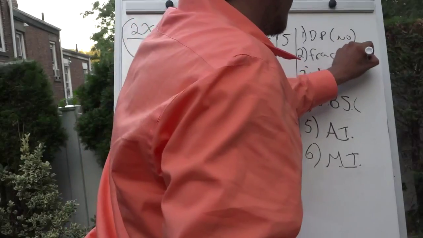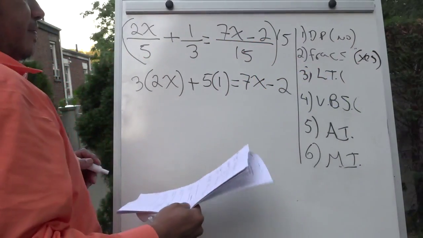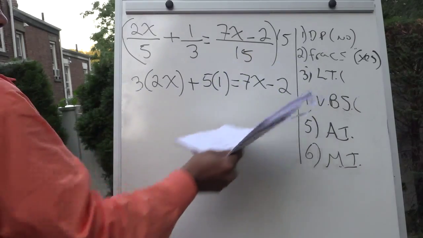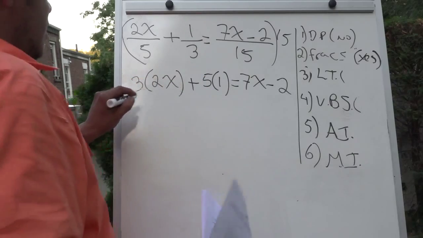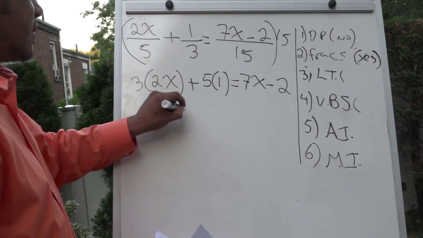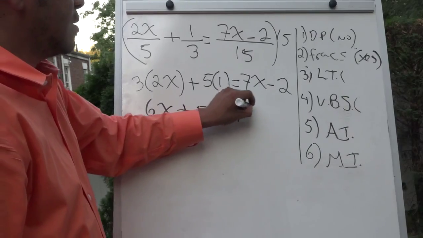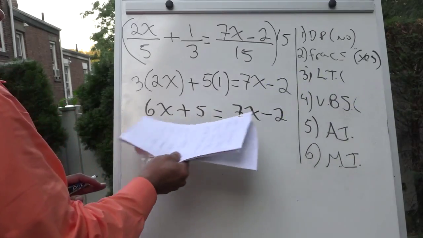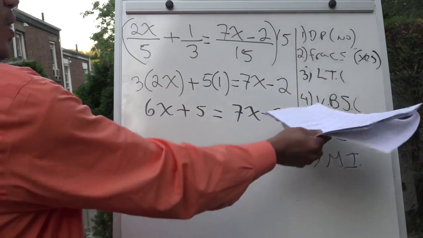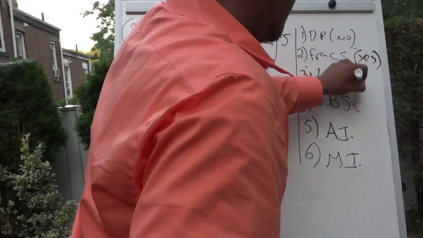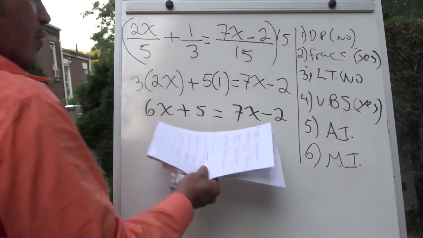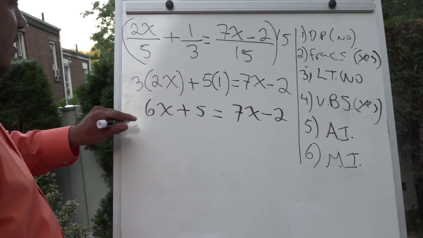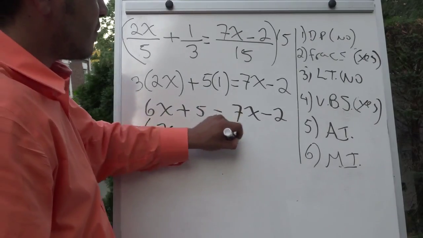Oh, by the way, I'm supposed to say yes over here. Like terms. Well, before we look for like terms, let us just do these multiplications. Let us go through this. So 3 times 2x is 6x plus 5 equals 7x minus 2. Cool then. Do I have like terms on the same side? No. Do I have variables on both sides? Yes. So that's exactly what I'm going to do. I'm going to use the additive inverse of the lesser one. In this case, it will be 6x. So I'm going to subtract 6x from both sides.